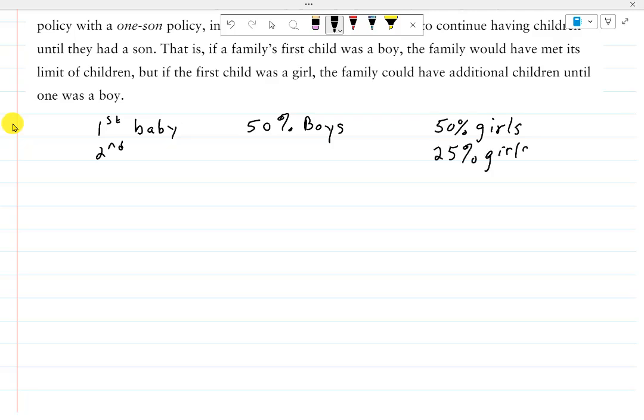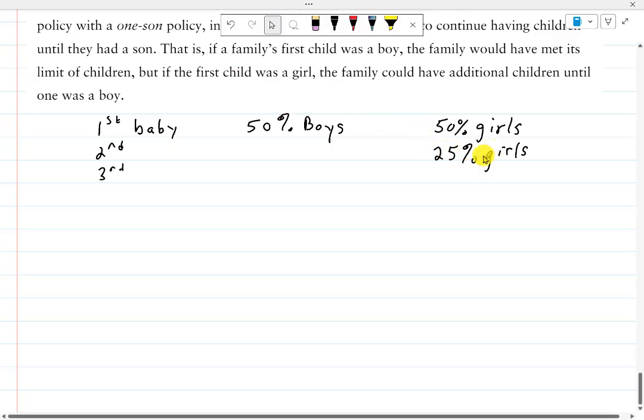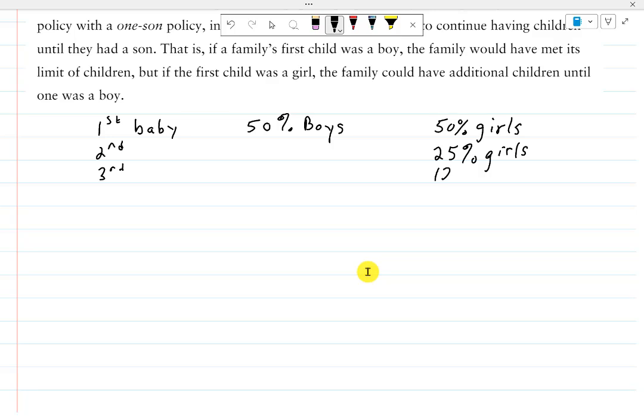girls and 25% boys. Well, this keeps going like this. And the third baby, half of these people are going to have girls and the other half are going to have boys. So now you're at 12.5% girls. Look at what happens here, though, and we keep going, like 6.25, 3.125, etc. If you add all of these up, this actually goes on forever as an infinite sequence of numbers.